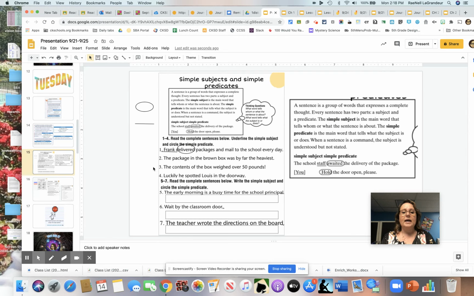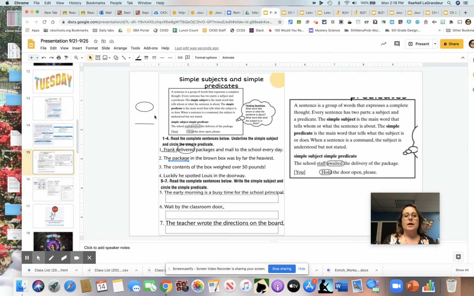It says, the package in the brown box was by far the heaviest. Okay. So as I look at this one, who or what is this about? Well, it's about the package. Everything's about the package. So I'm going to go ahead and duplicate and bring that down here. What was the package doing? Well, it was being the heaviest, but this is a tricky one. When we have the word to be, it looks different. It either is or was.